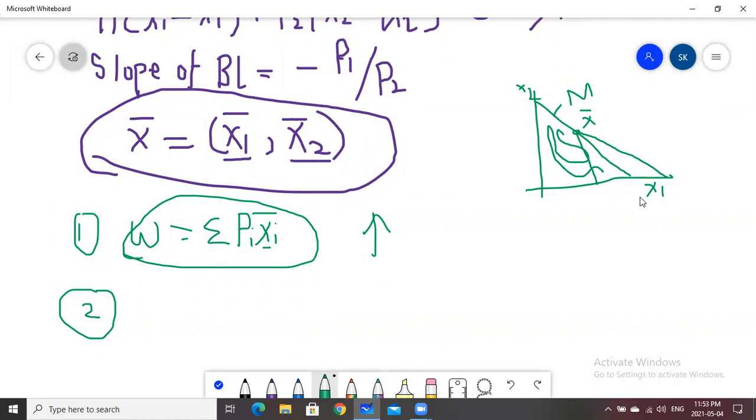If it is clear till here, then we will move ahead to our third point. That is, an equal and proportionate change in all the prices leaves the budget line unaffected. If there is an equal or a proportionate change in the prices of both good X1 and good X2, then this budget line will remain unaffected. It will remain the same budget line, though the nominal value of the endowment varies in the same proportion. Therefore, the budget line must pass through X bar and its slope will be unaffected. Its slope will be the same.